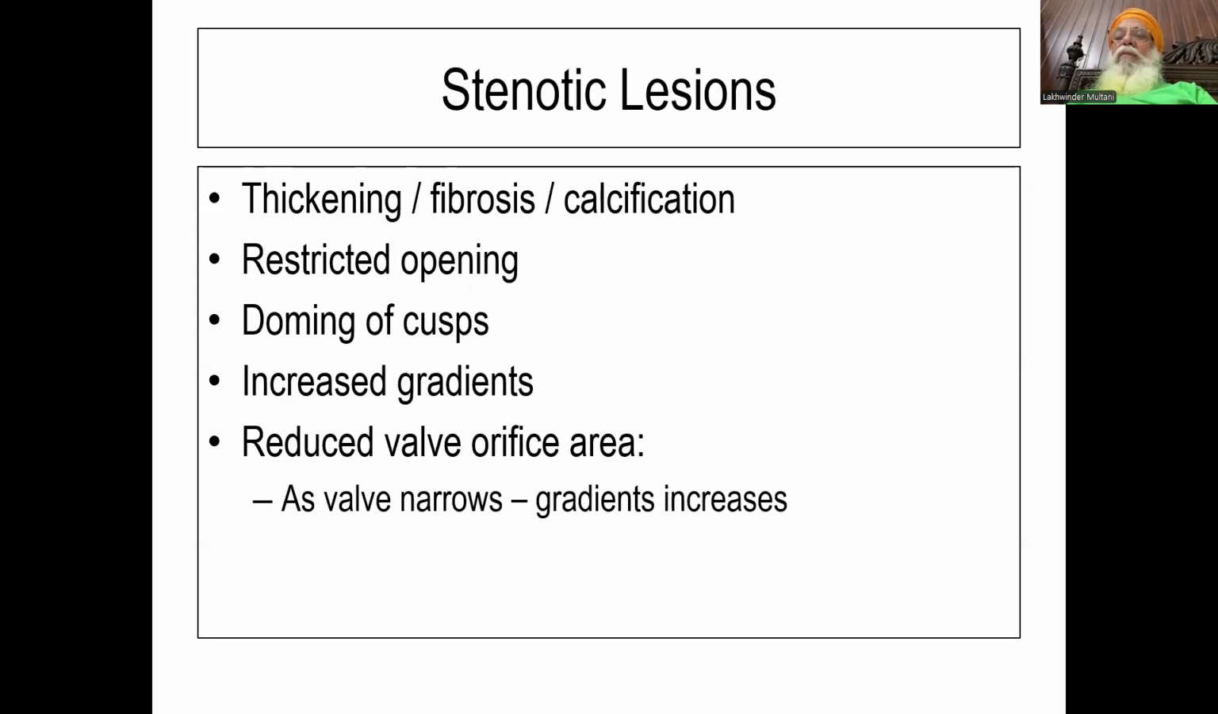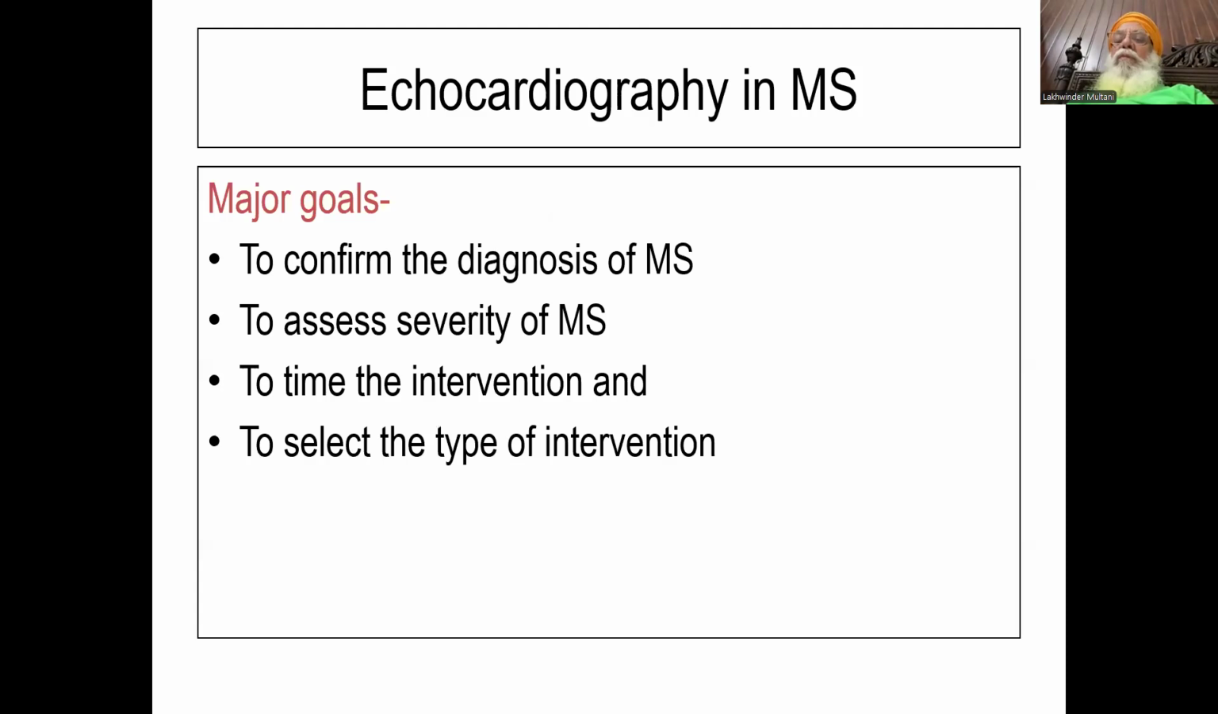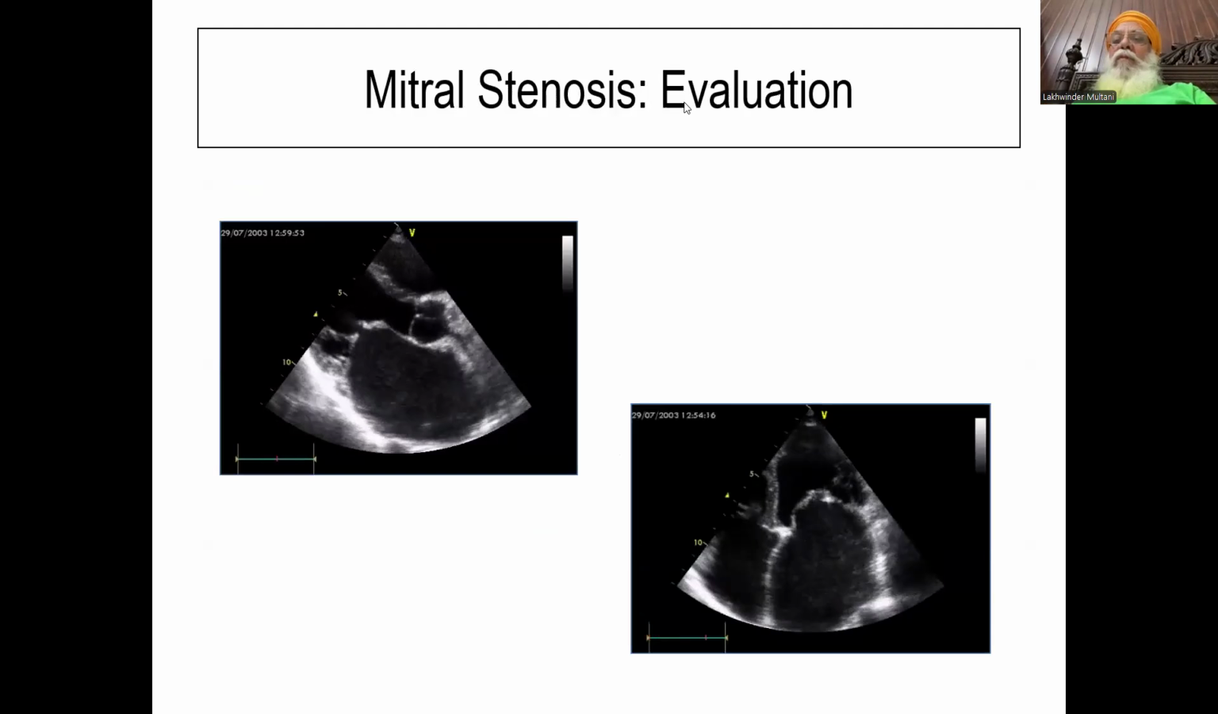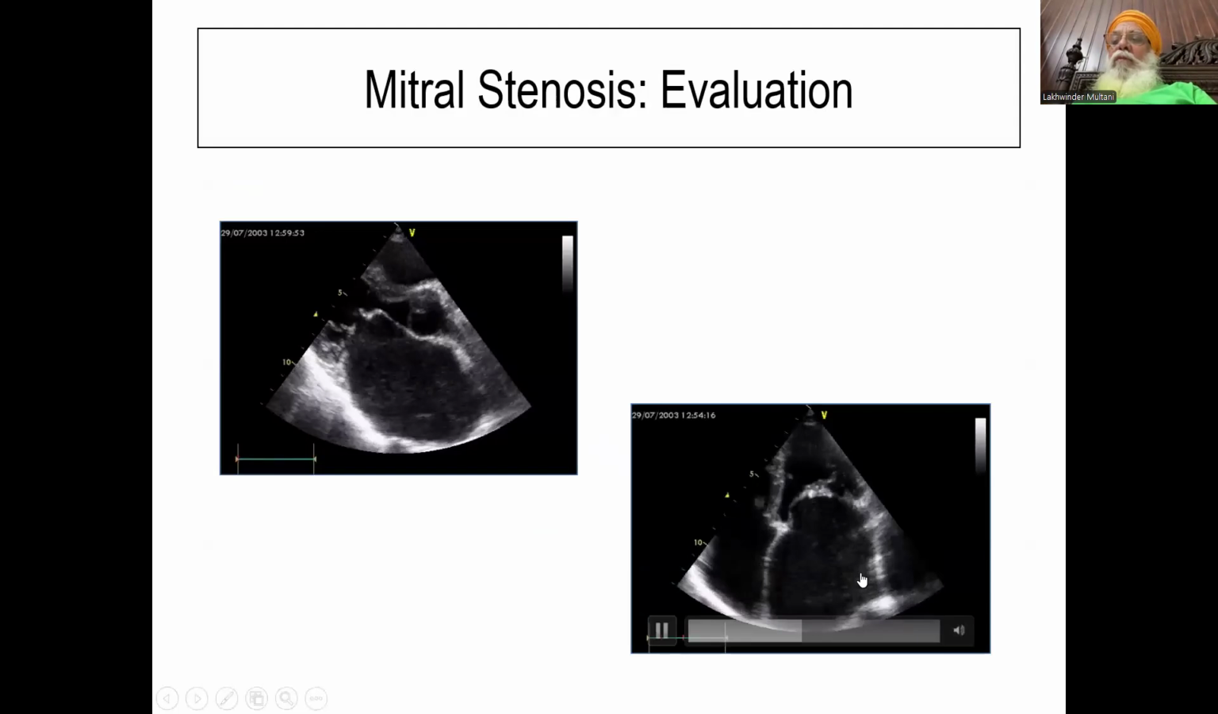As we understand, the majority of these stenotic lesions present with thickening, fibrosis, and calcification. Opening is restricted, and a very important sign is doming in diastole. Whenever the area is narrowed or the flow is narrowed, turbulence happens and the gradients go high. So our goal is to confirm these diagnoses, and the method with which we do it is we look at these populations in the parasternal window as well as the apical four-chamber window.